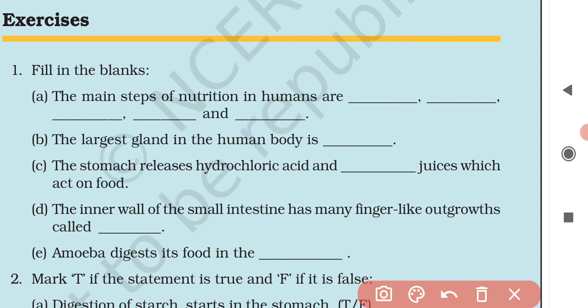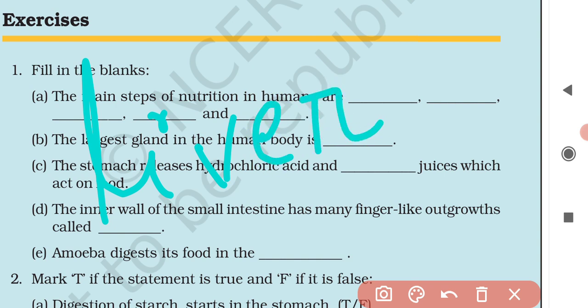Next question, question number B. The largest gland in the human body is, which is the largest gland in the human body? It is the liver. Okay, you can note it down.